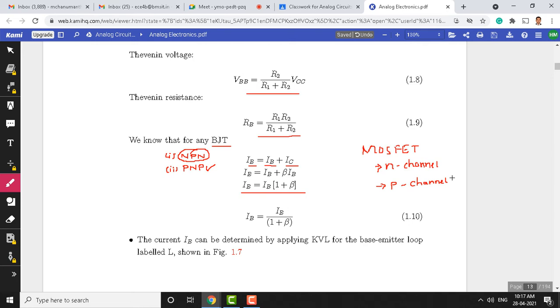Just like here in BJT we said, the reason why I told you a beginner should always learn PNP first is that in PNP the majority charge carriers are holes. The current direction is also the same as the hole direction, so you will understand PNP better if a beginner starts studying the BJT using PNP. But NPN is a little difficult for the beginner to understand, because here the current direction is different and the electron movement is just the opposite of it. The chances of confusion are very high if you start with NPN.